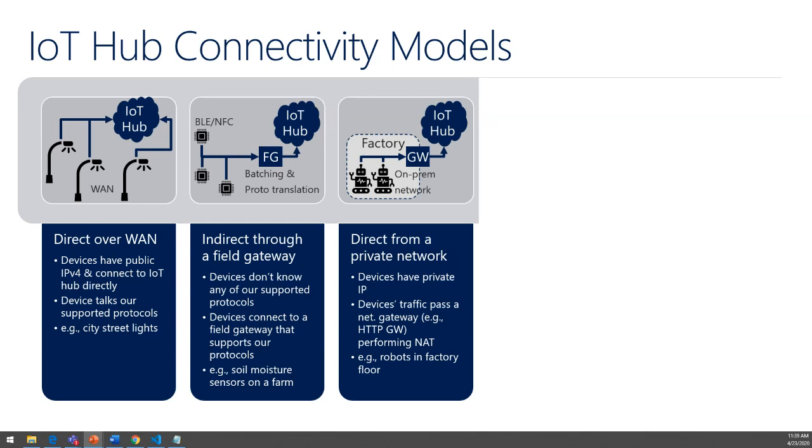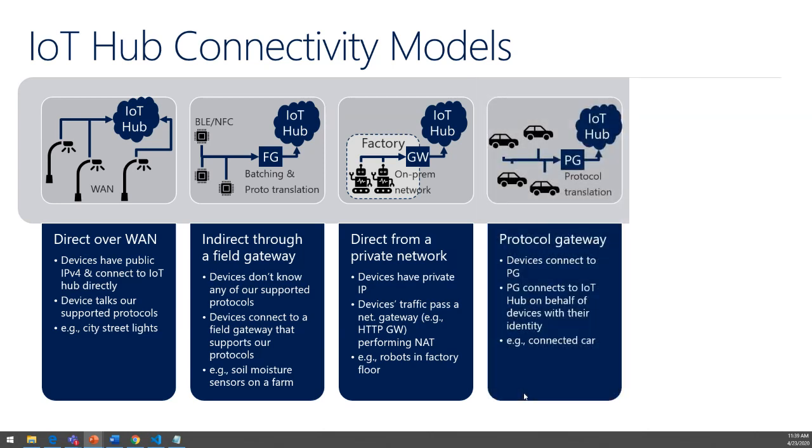And the next one to think about is direct from a private network. So these devices have a private IP. The device's traffic passes through your network gateway. A great example of this would be robots on a factory floor. They already have the gateway that they want to connect to IoT Hub through, via that private IP.